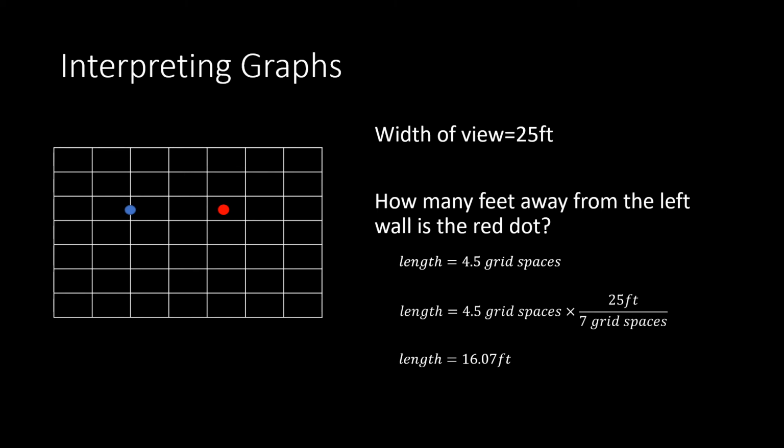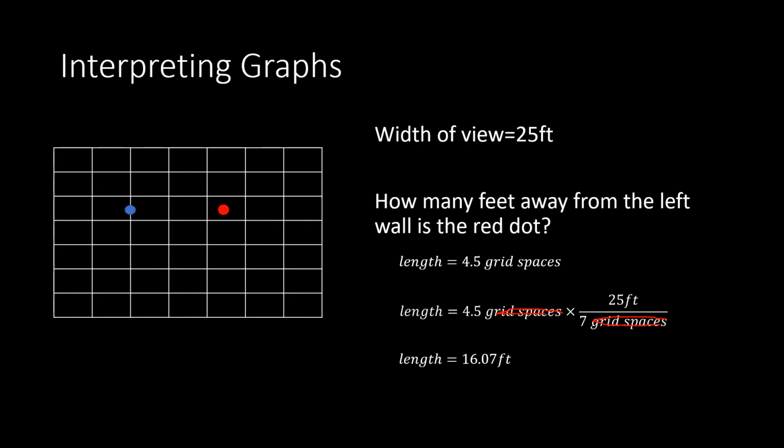So what I did is I started with the number that we just measured, 4.5 grid spaces, and then I know that the entire width is 25 feet broken up into 7 grid spaces. So I put the 7 grid spaces on the bottom. That allows me to cancel the grid spaces out, and our answer will be left with a label of only feet.